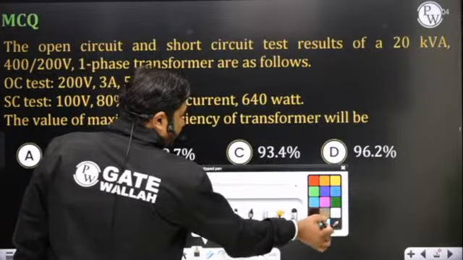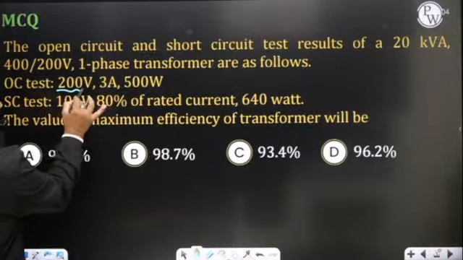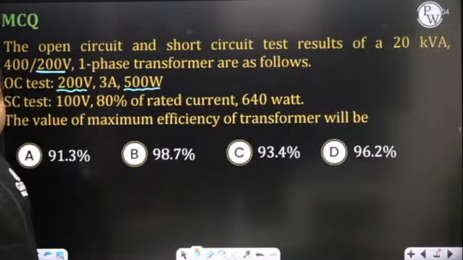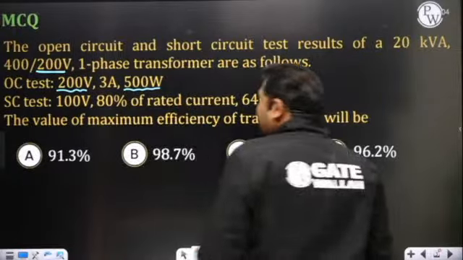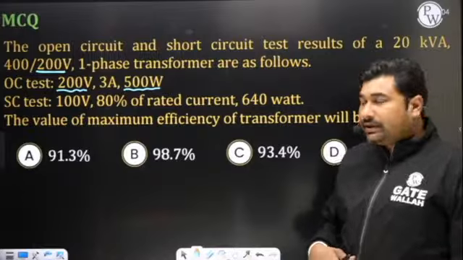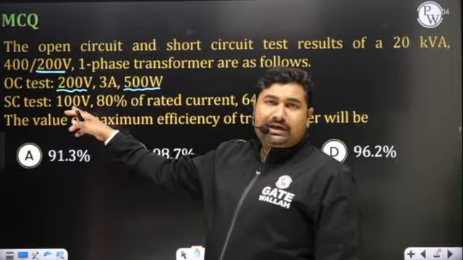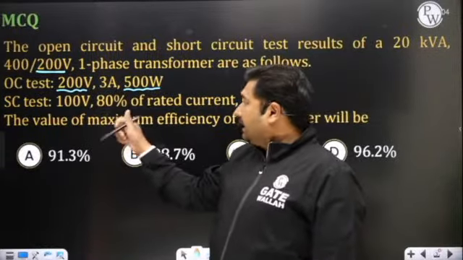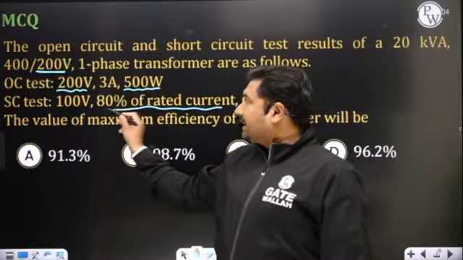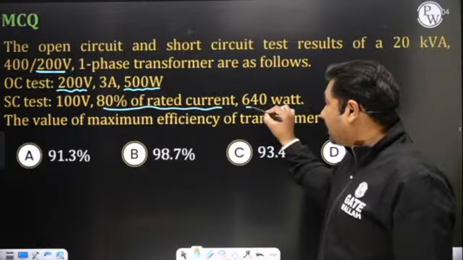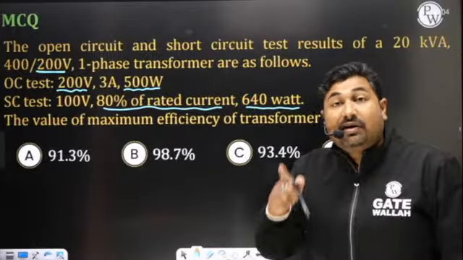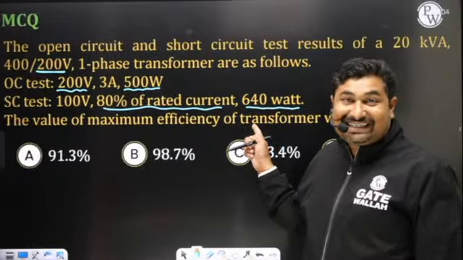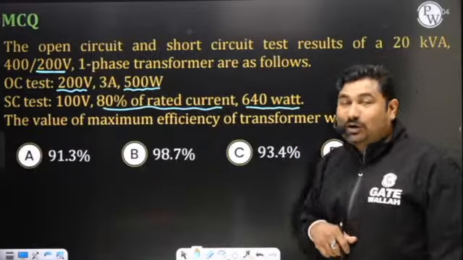So please observe here. 200 volt is the rated voltage of the transformer, and at 200 volt the loss is 500 watt. It means this is the rated iron loss. Now next is reduced voltage. The short circuit test is always conducted at reduced voltage only, so that is okay. But it is at 80% of the rated current. When I say 80% of the rated current, it means this is not the rated copper loss, not the full load copper loss. But we can calculate the full load copper loss from here.